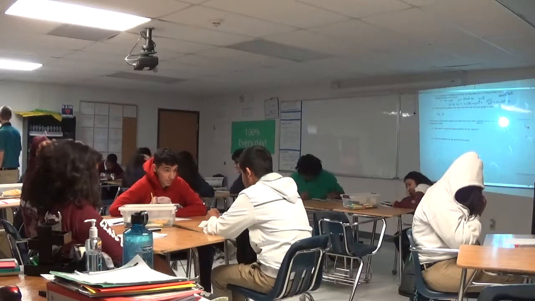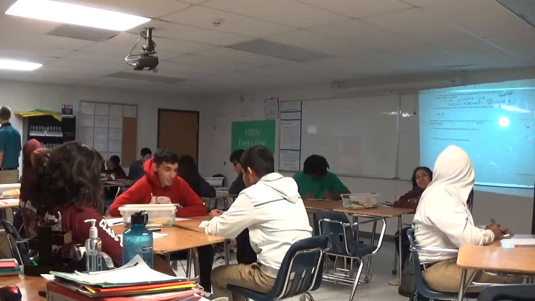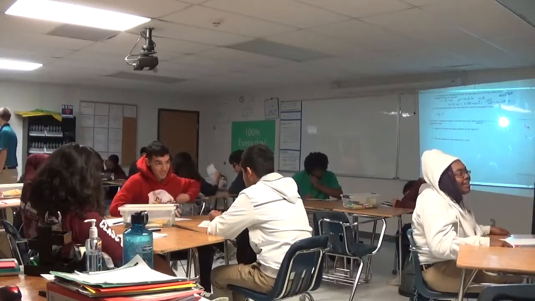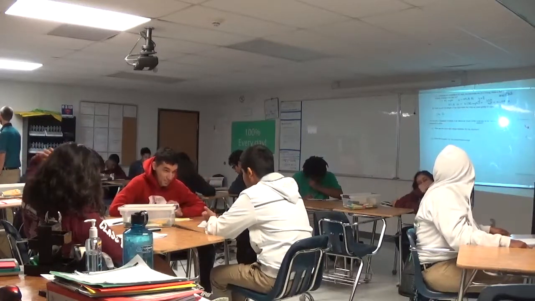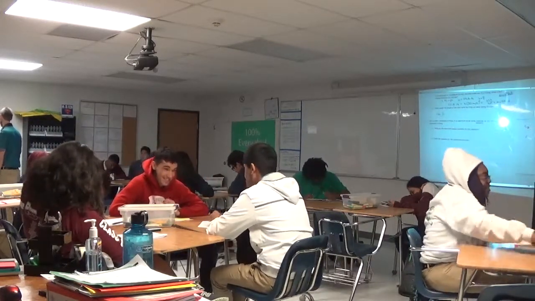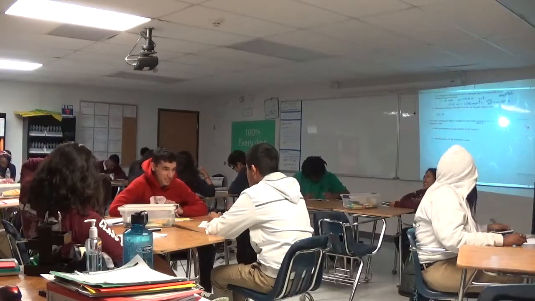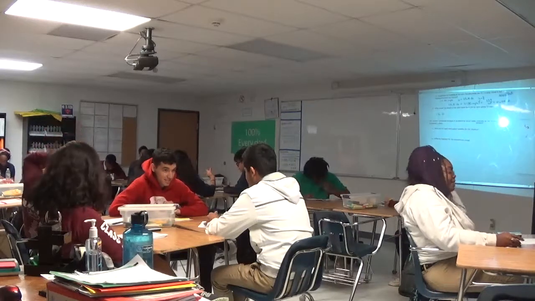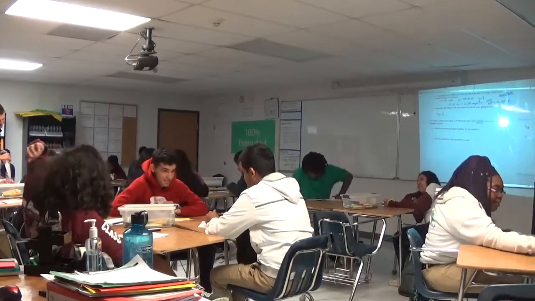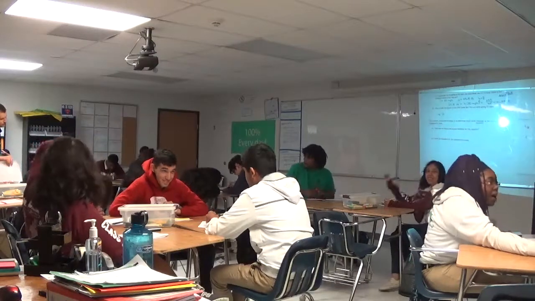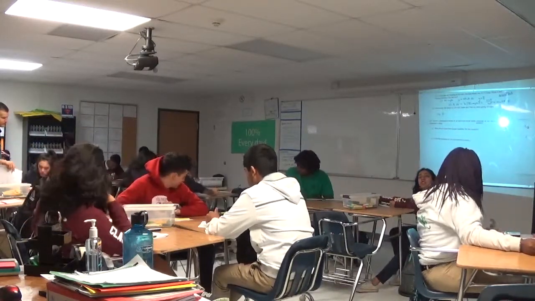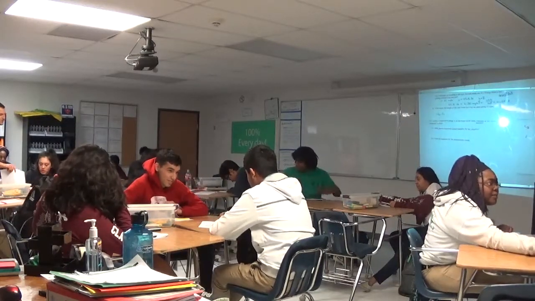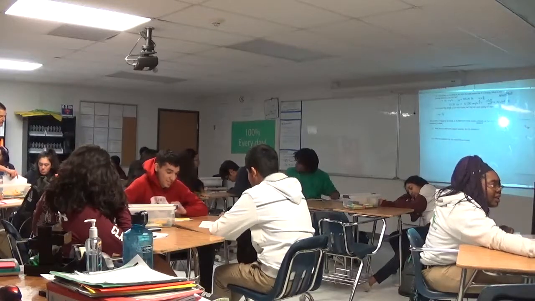Amp is the unit. The current is measured in amps. So what varies? What's varying? Current, right? So the current depends upon resistance.